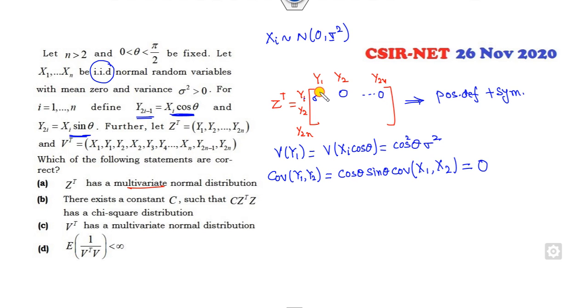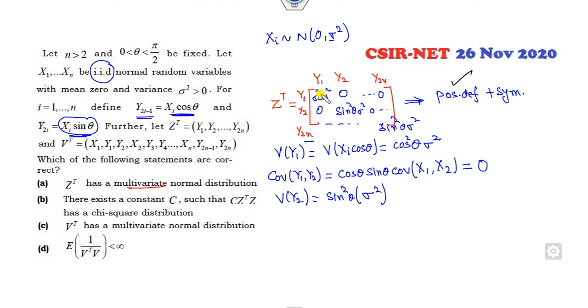This is sigma square cos square. Y2, y1 is 0. What is y2, y2? Variance of y2. Y2 here is sine square times variance of xi, so this value is sine square sigma square, and the rest are 0. Similarly, the last case, which is an even number, is sine square sigma square. So clearly this is positive definite because the diagonal entries are always greater than 0, and it is symmetric as well. So the first option is the correct option.